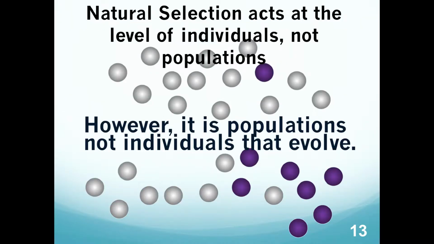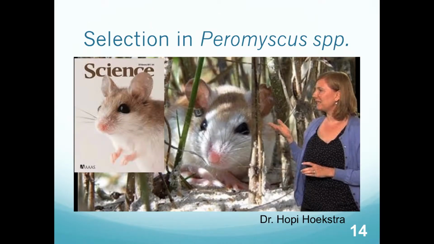but natural selection affects individuals, but remember that it is populations that are the units of evolution. So even though natural selection is killing off or preferentially allowing to survive certain individuals, it is the populations that change their allele frequencies, which is the definition of evolution.